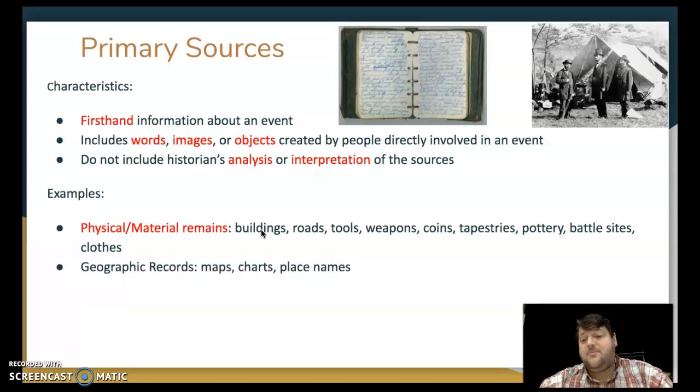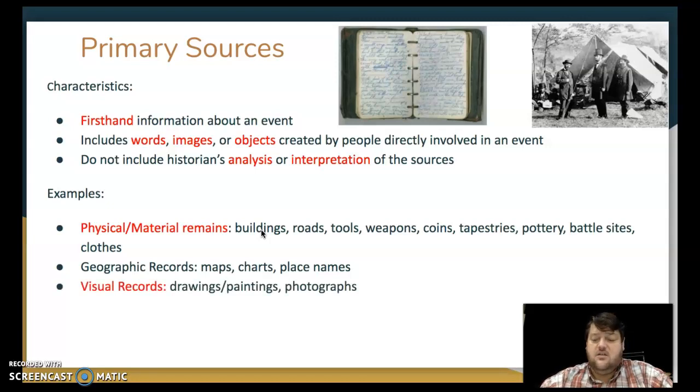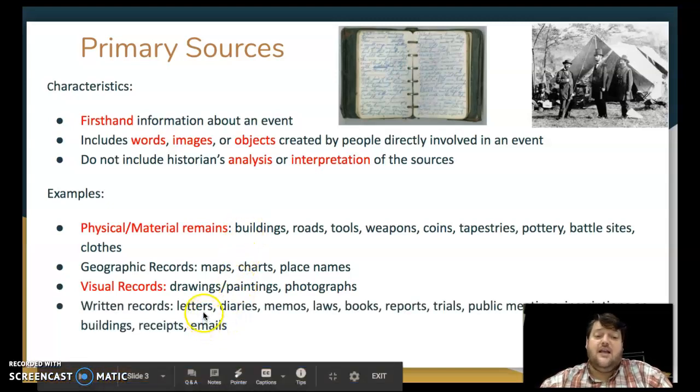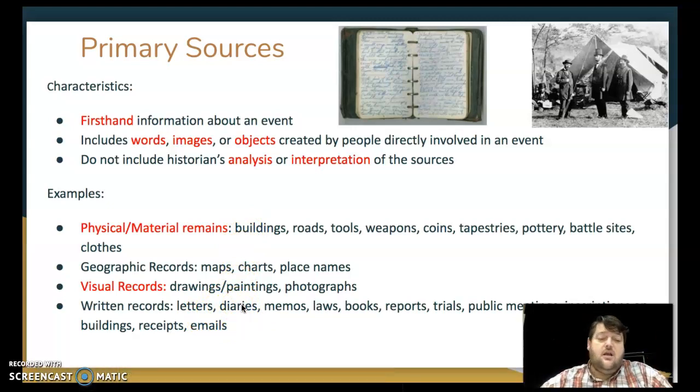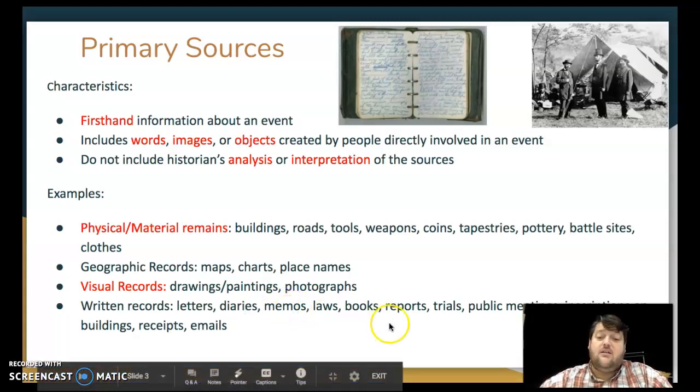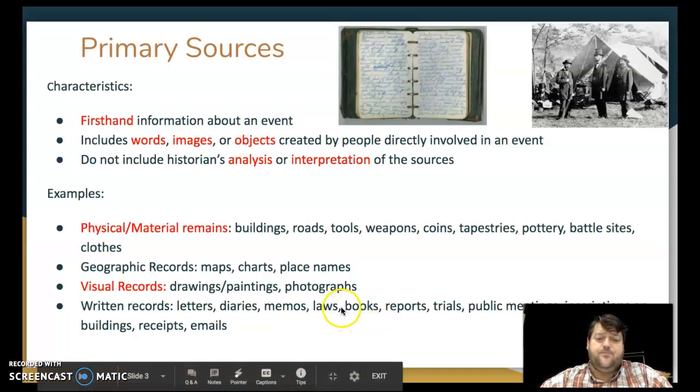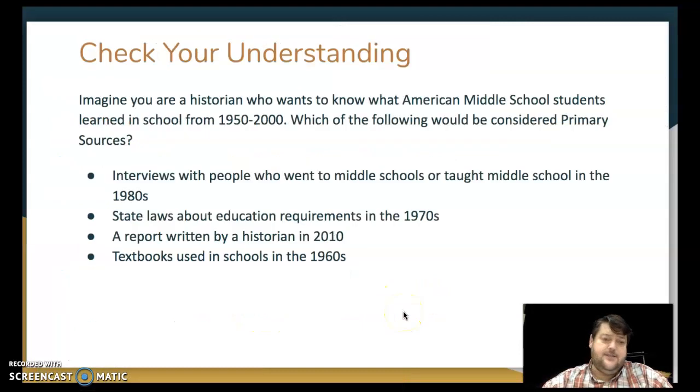Stuff we've studied in class, maps, charts, place names, can tell you a lot about people. And the stuff we're kind of most familiar with are visual records, such as drawings, paintings, photographs, and then written records. That's the big one. And that's where letters, diaries, my attendance record, your grades are written records, trial transcripts, actual books written by people who were there, autobiographies. Those are all written versions of primary sources, and these are all done by somebody that was at the event.